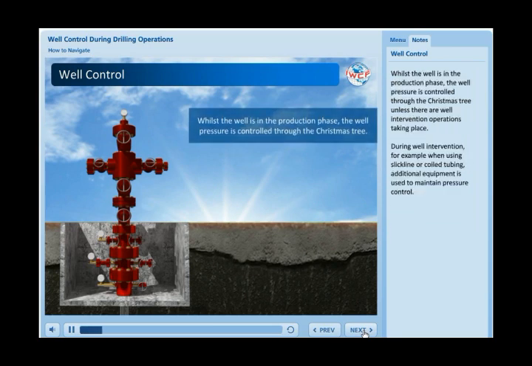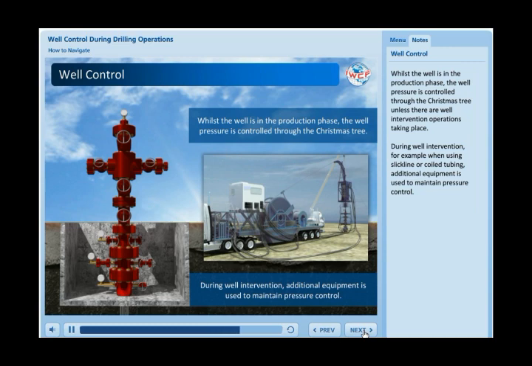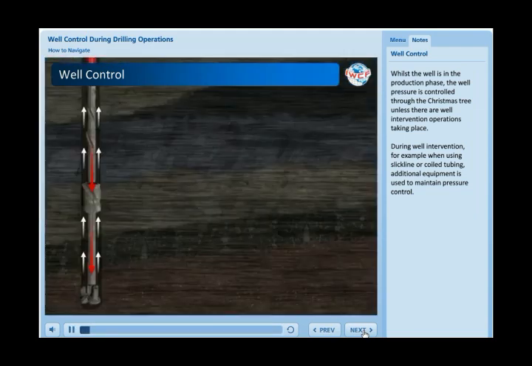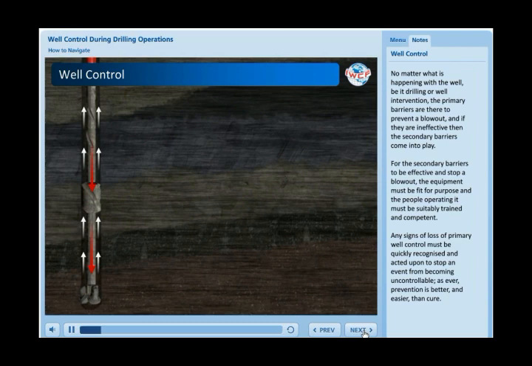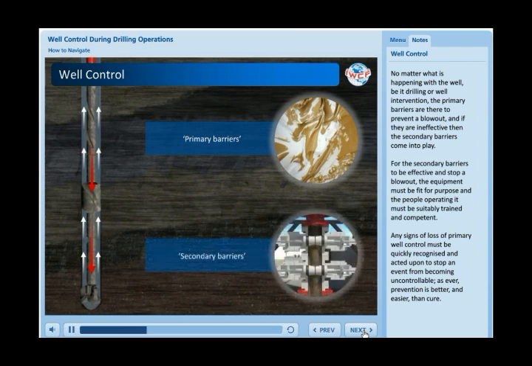Whilst the well is in the production phase, the well pressure is controlled through the Christmas tree, unless there are well intervention operations taking place. During well intervention, for example when using slickline or coiled tubing, additional equipment is used to maintain pressure control. No matter what is happening with the well, be it drilling or well intervention, the primary barriers are there to prevent a blowout, and if they are ineffective, then the secondary barriers come into play.